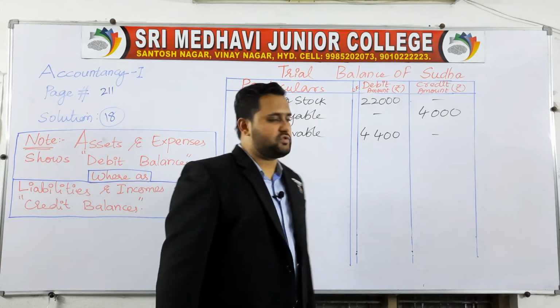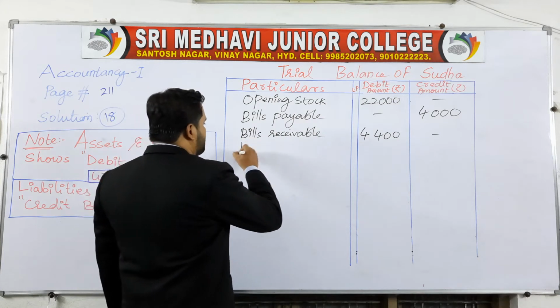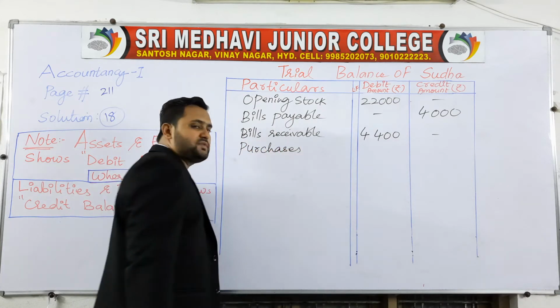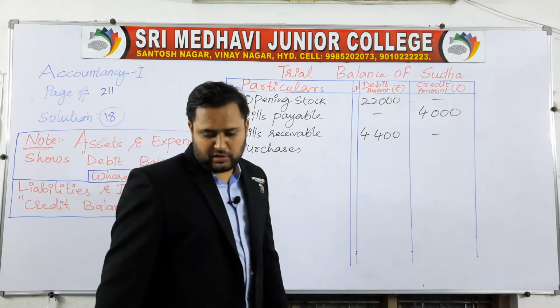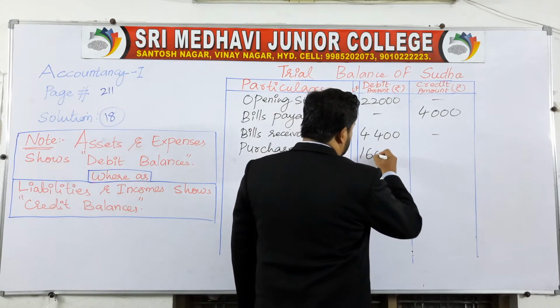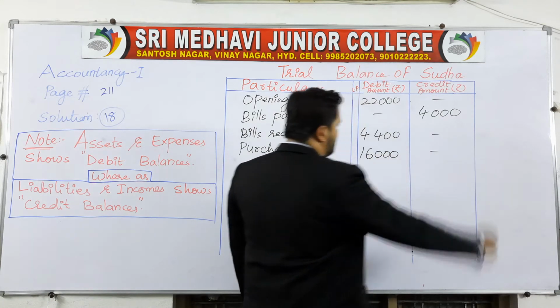Purchases 16,000. So purchase is an expense. When you purchase, your cash goes out, which means it's an expense for you. You have to write in a debit column. How much? Purchases 16,000 rupees.